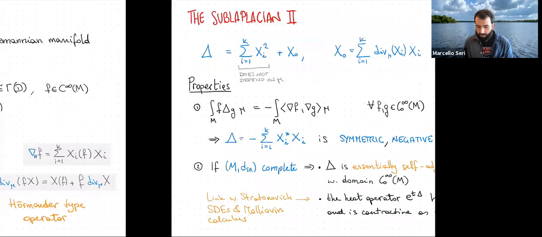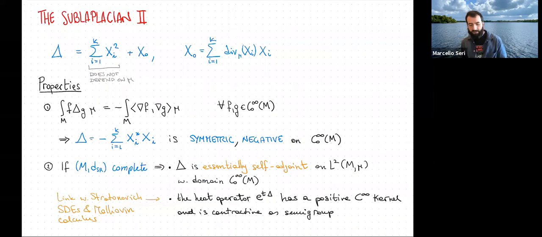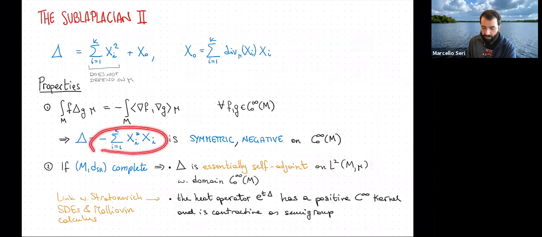And so we have our Laplacian. We can start looking at its basic properties. If we take the adjoint with respect to the L2 space with measure mu, then we find that we have a symmetric negative operator on compactly supported functions that, for complete metric spaces, so if you look at M as a complete metric space, is actually essentially self-adjoint.